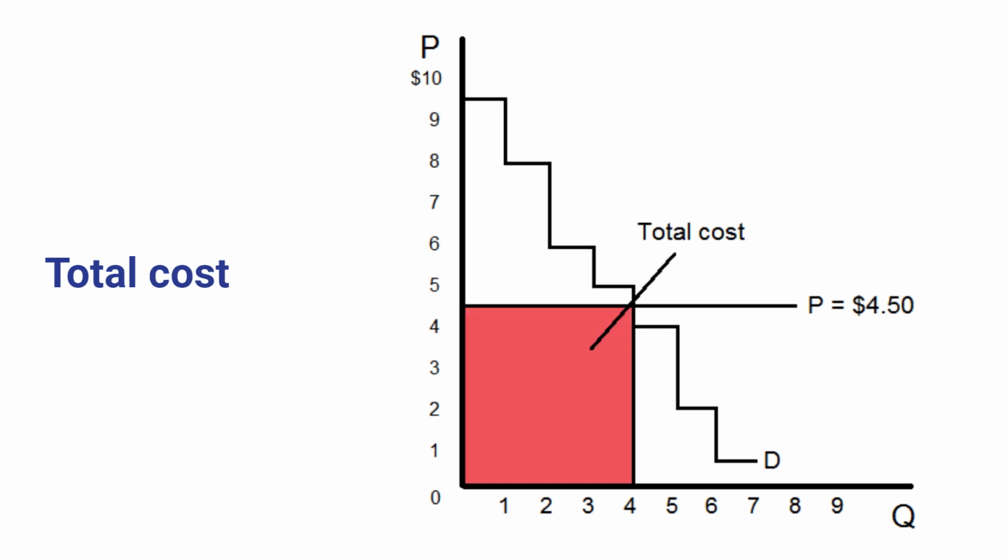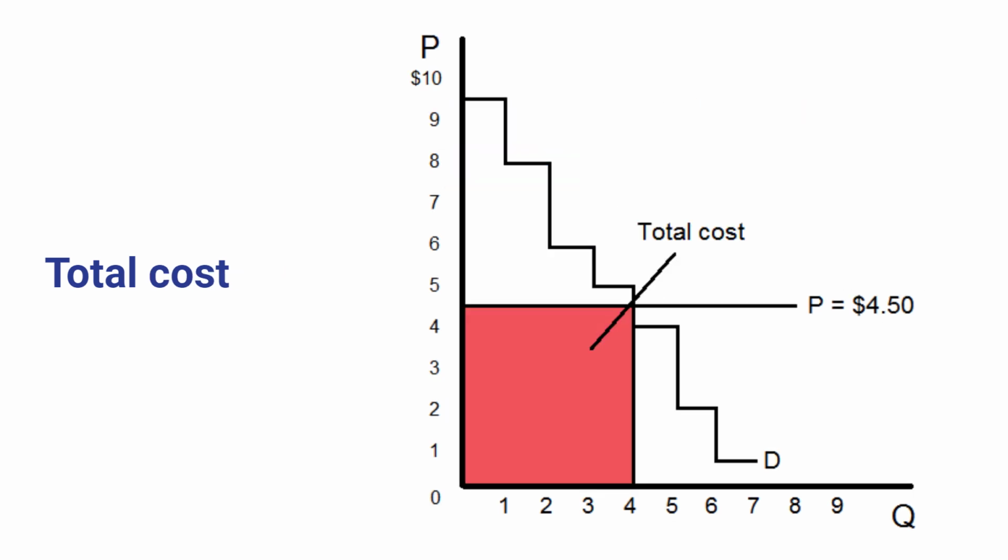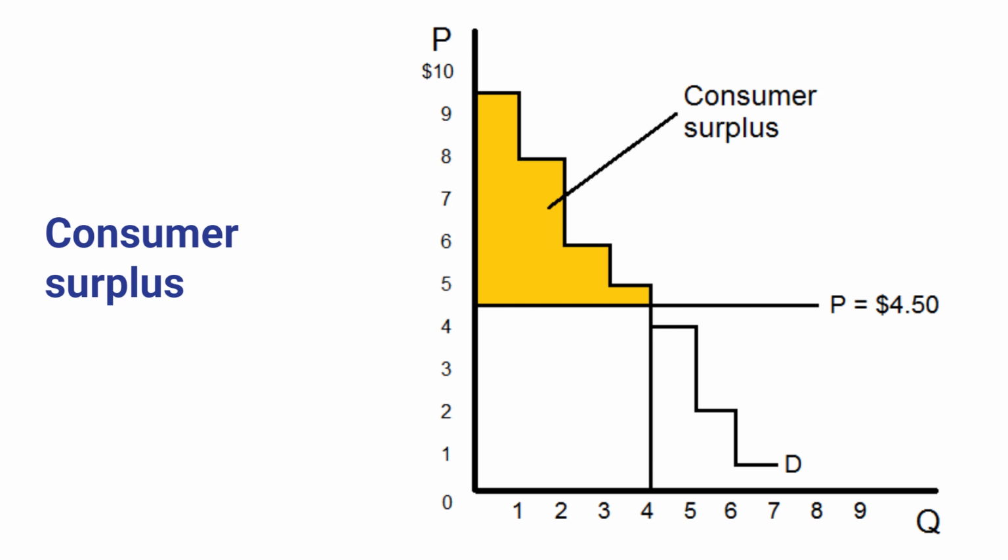To measure the cost, we know the total amount that consumers pay is equal to the price of the good times the number purchased, which in this case would be that red shaded area here, which is just $4.50 times 4. Consumer surplus is defined to be the net benefit, and the net benefit is just equal to total benefit minus total cost, which we can represent here. This gold shaded region represents the consumer surplus, or the gains that consumers receive by engaging in this transaction.